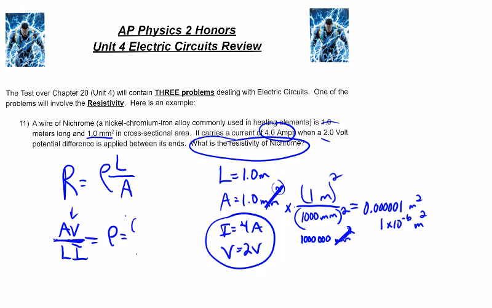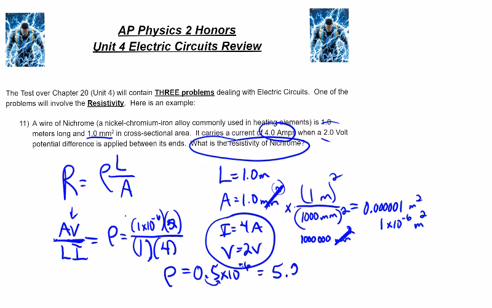So I take my area of 1 times 10 to the minus 6 times my voltage, which is 2 volts, over my length, which is just 1, times my current, which is 4 amps. So I basically got 2 over 4, which is 1/2 times 10 to the minus 6. So my resistivity would be either 0.5 times 10 to the minus 6, or most people would probably move this decimal 1 place to the right and write it as 5.0, it looks like I've got 2 sig figs, times 10 to the minus 7.